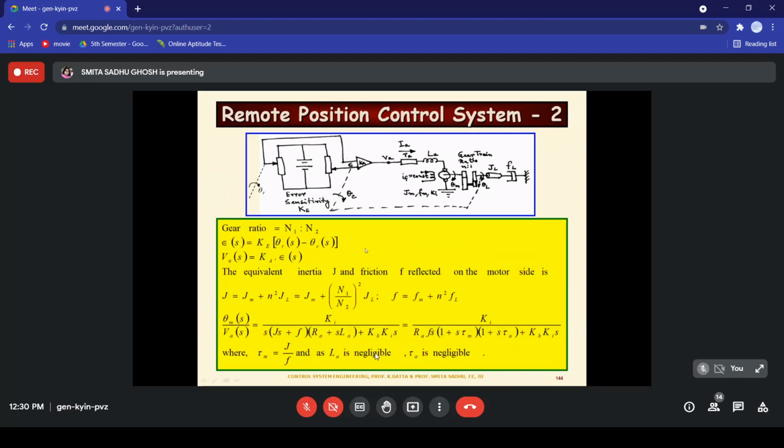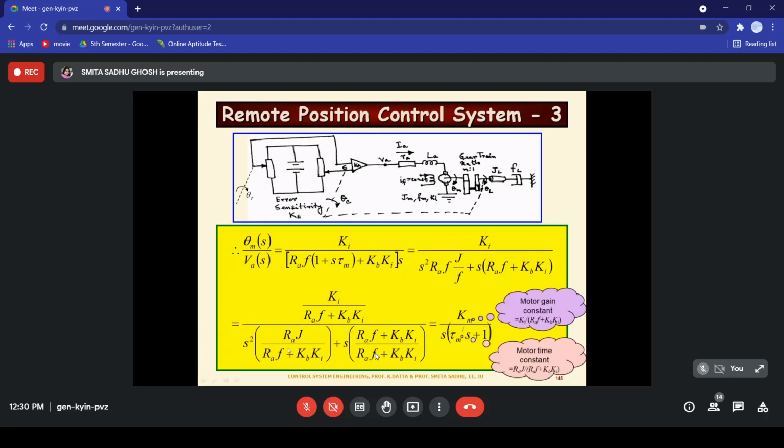Neglecting tau a, this is what we have. I'll just go to the previous slide here. Tau a is negligible, so here we will be left with Ki by Ra F s whole into (1 plus s tau m) plus Kb Ki s. Taking s common, that boils down to Ki by Ra F into s(1 plus s tau m) plus Kb Ki whole into s. So this is the overall transfer function of the DC servo motor in the armature controlled mode, which is present over here, provided the armature inductance is negligible, which practically is going to be the case.